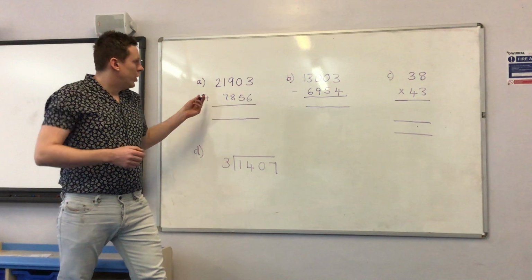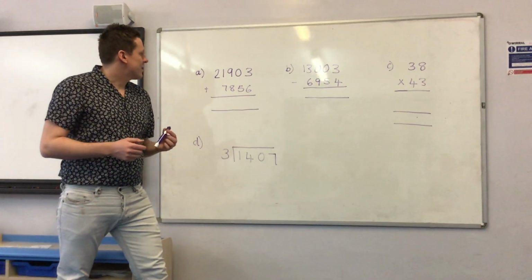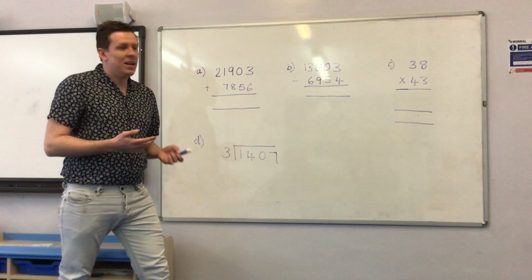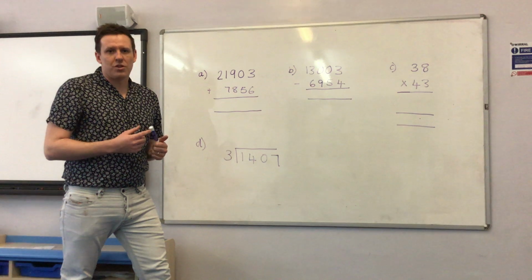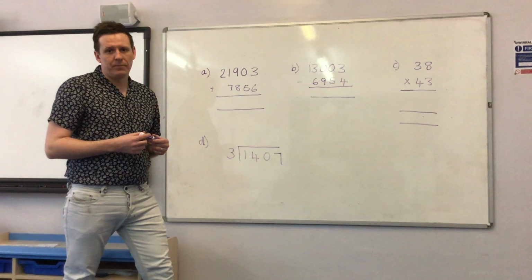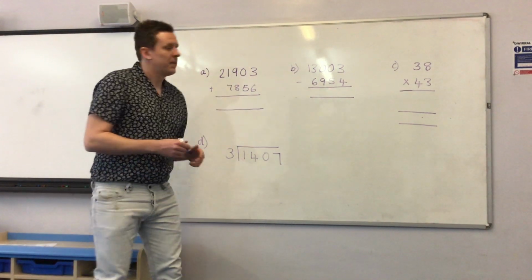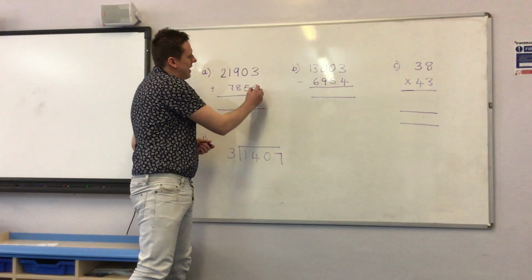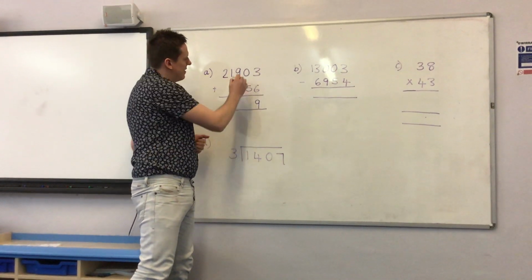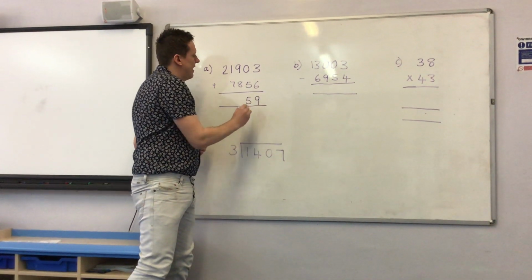So for example, you might be asked how many altogether there are if 21,903 and 7,856. That's an add question. So the easiest way to solve that Year 5 will be to use your column addition. And as always, whenever we're using the column method, we start in the ones column. And you'll begin, 3 ones add 6 ones is 9 ones. Then we'll move on to our tens. 0 tens add 5 tens is 5 tens.